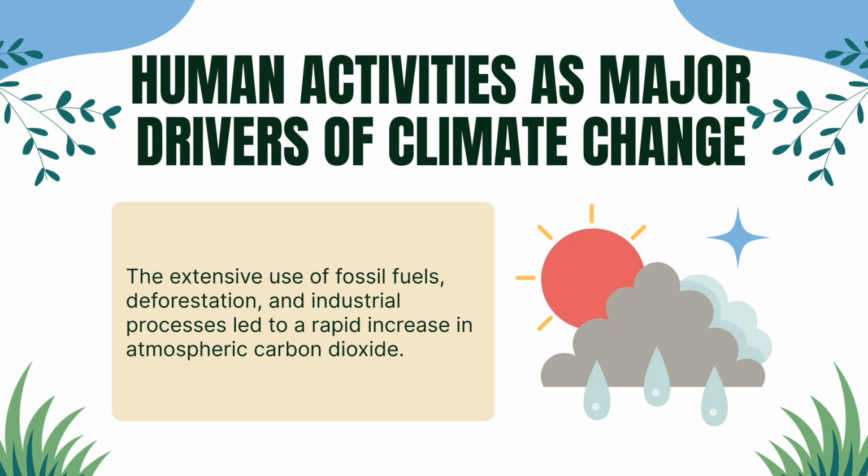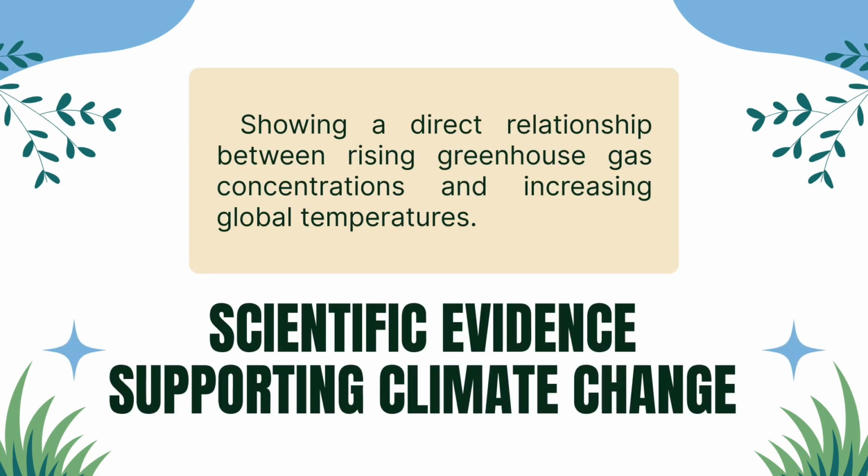intensifying global warming. This chapter presented strong scientific evidence for climate change through ice core data, carbon dioxide measurements, and historical temperature records. These findings show a direct relationship between rising greenhouse gas concentrations and increasing global temperatures. This evidence confirms that current climate change trends are unmatched in both speed and scale.